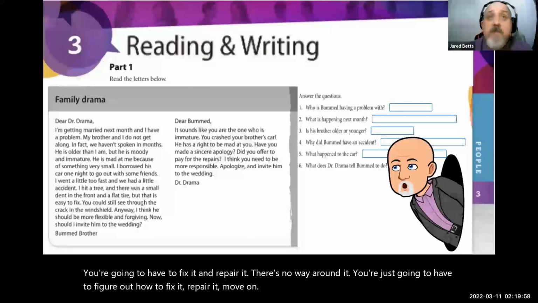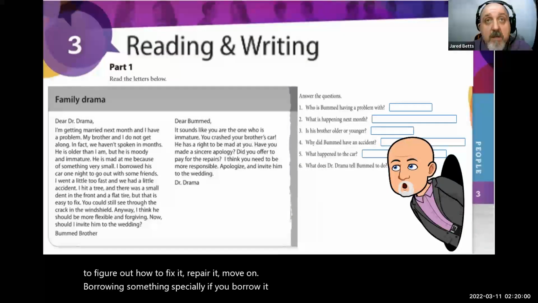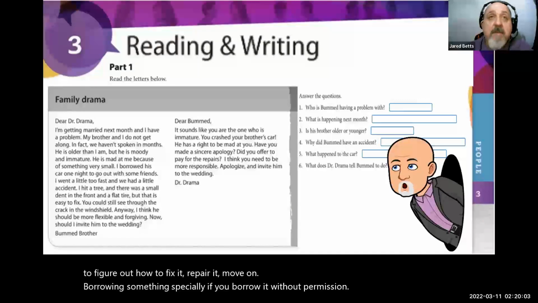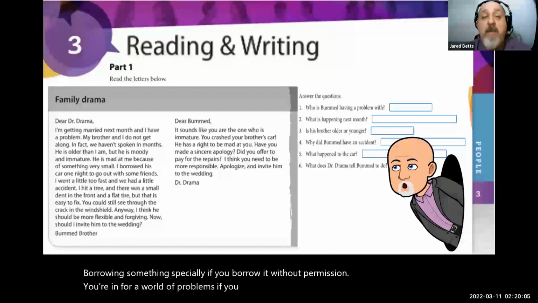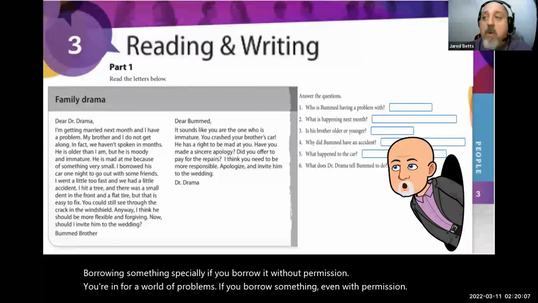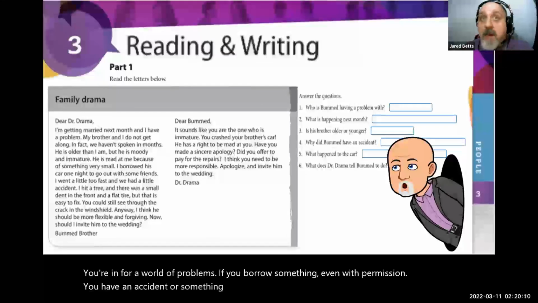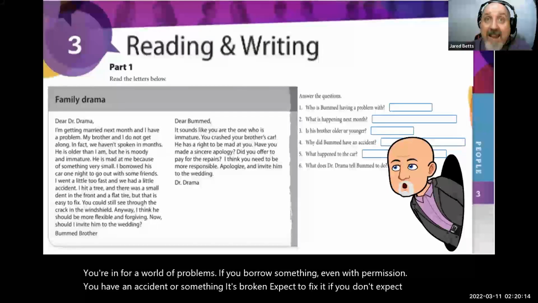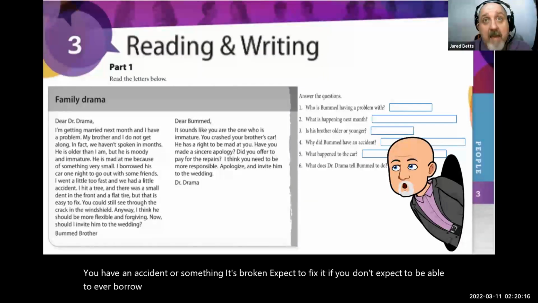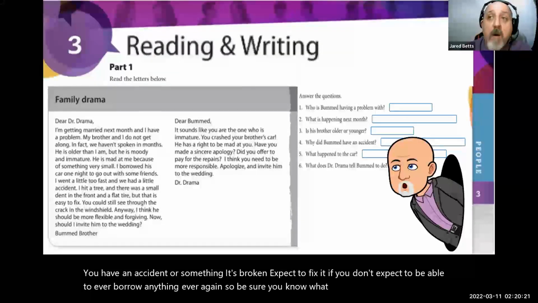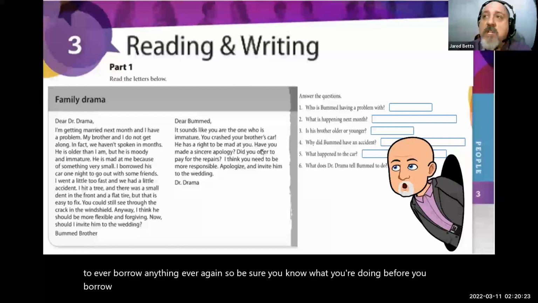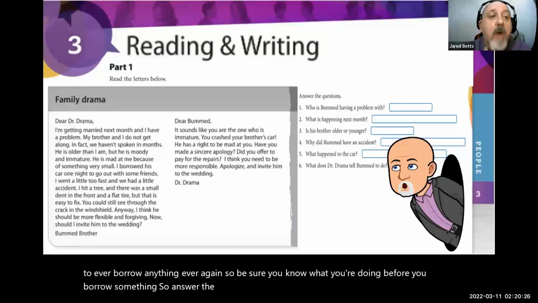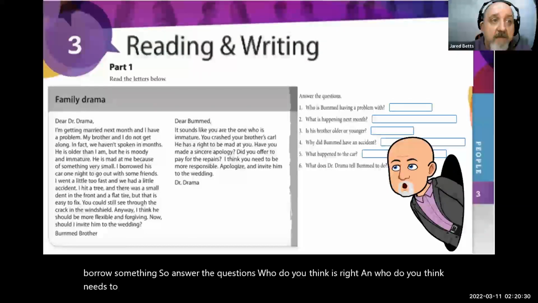Borrowing something, especially if you borrow it without permission, you're in for a world of problems. If you borrow something even with permission, you have an accident or something gets broken, expect to fix it. If you don't, expect to not be able to ever borrow anything ever again. So be sure you know what you're doing before you borrow something. So answer the questions. Who do you think is right? And who do you think needs to work on the apology?